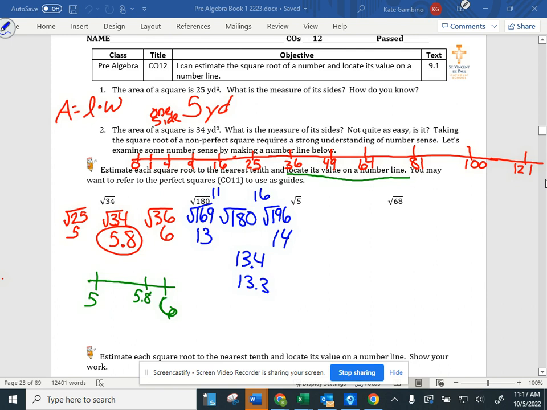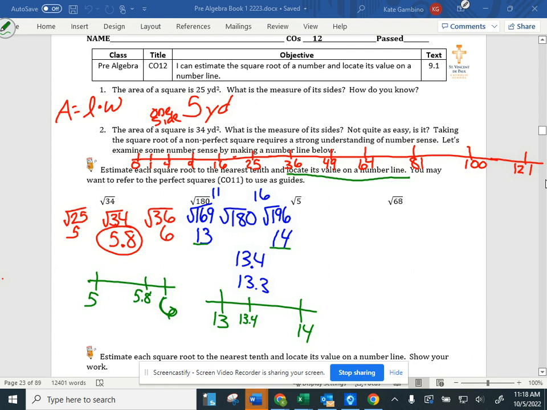If the answer key says 13.3 and you put 13.4, am I going to mark it wrong? No, because it's an estimate. If you put 13.8, would I mark it wrong? Yes, because that's too far going the other way. We know it can't be 13.8. Then we have to do our number line. So you're going to put your two whole numbers, 13 and 14, and we know that it's going to be less than halfway.